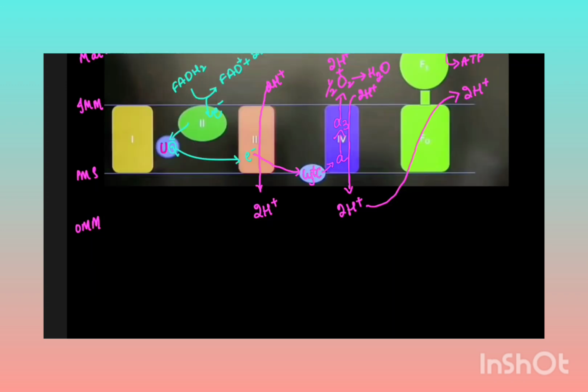As two pairs of protons are pumped into the perimitochondrial space by one molecule of FADH2, we can conclude that when one FADH2 molecule runs through the electron transport chain, it can produce two ATP molecules.